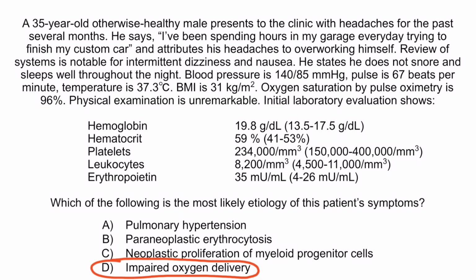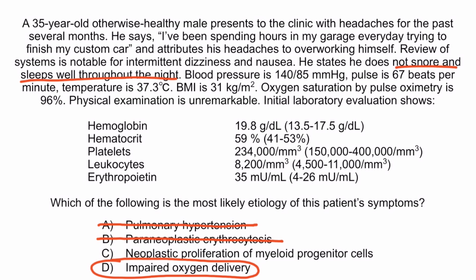Option A, pulmonary hypertension, can occur in these patients with obstructive sleep apnea and also lead to chronic hypoxemia. And given the patient's elevated BMI of 31, this is a reasonable consideration. However, since he does not snore and sleeps well throughout the night, obstructive sleep apnea and subsequent pulmonary hypertension are less likely.